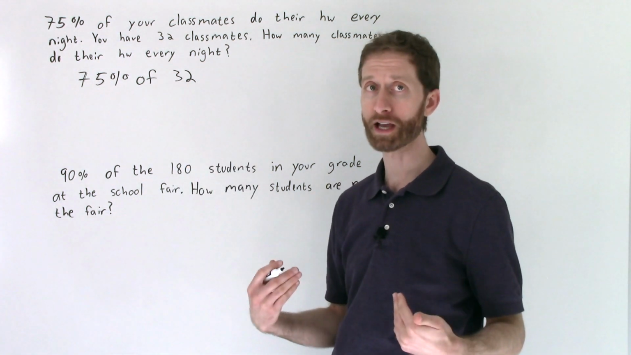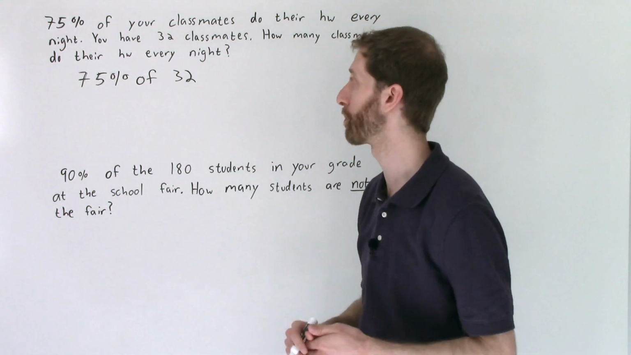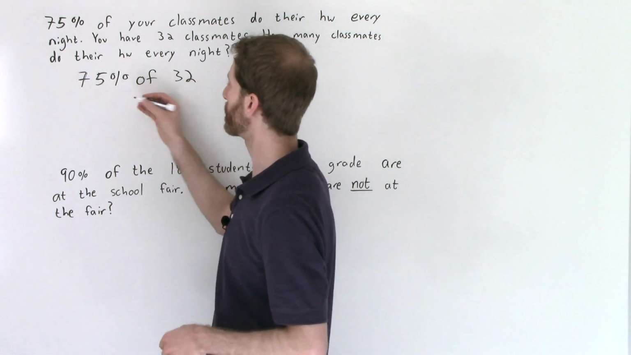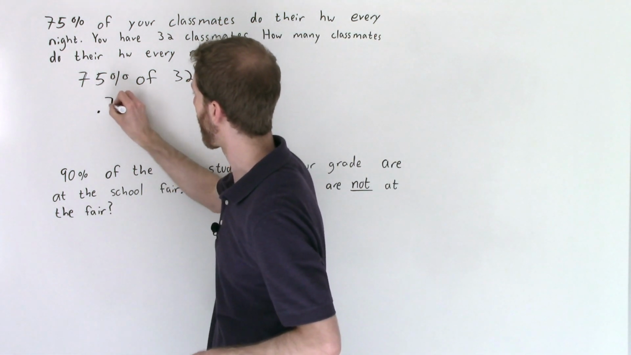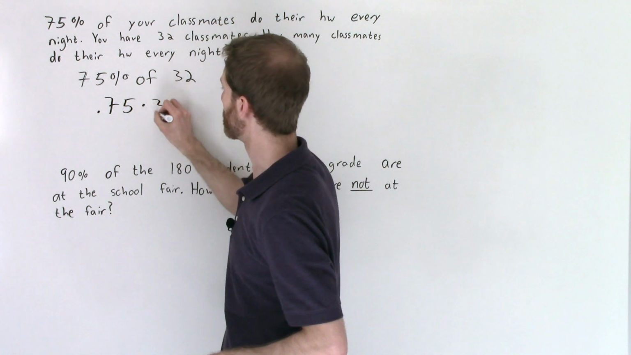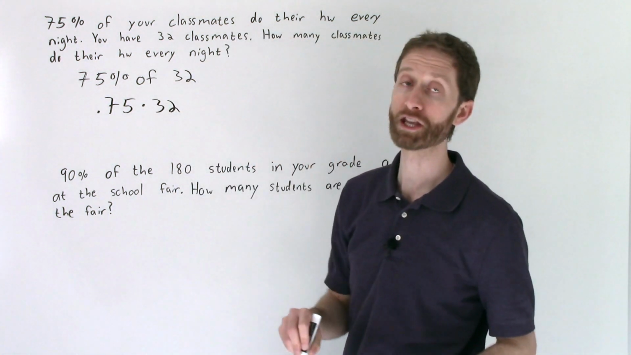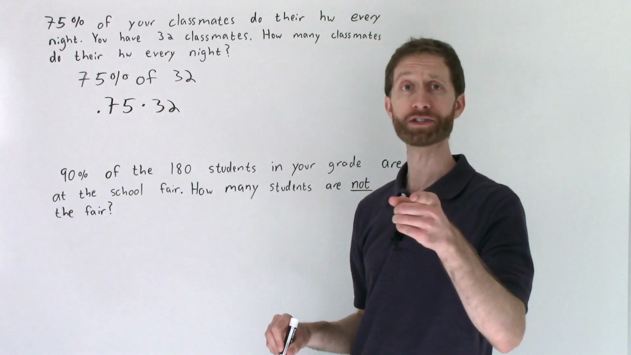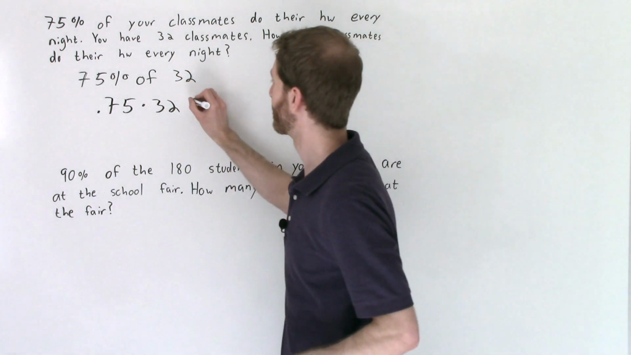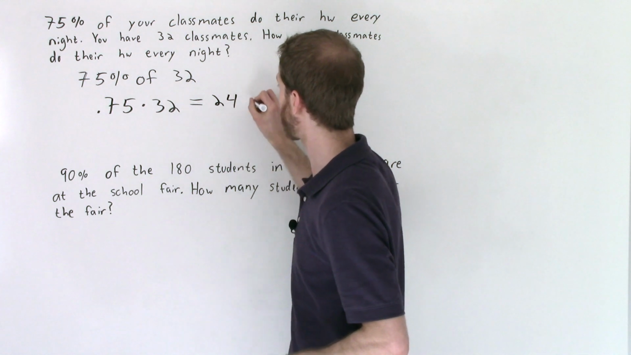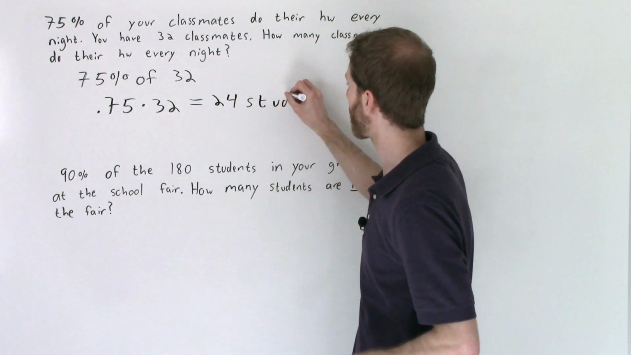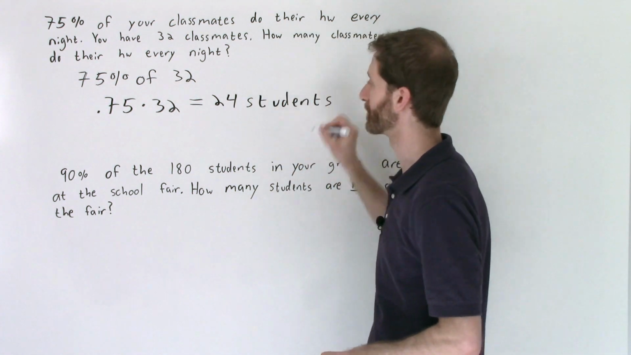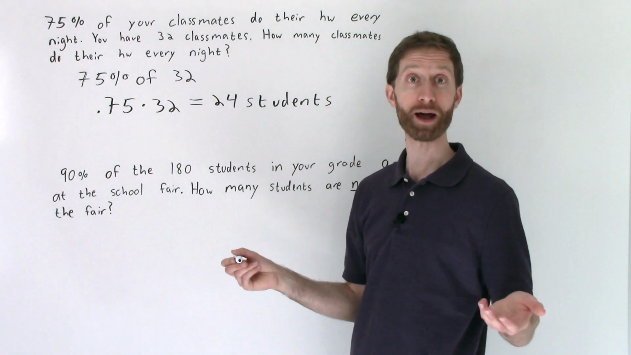I prefer using decimals, so I'm going to go that route. You could use a proportion. 75% of 32 is the same as saying 0.75 times 32. And then when you do that out in your calculator, what are you going to get but 24? Nice. So how many students do their homework every single night out of your classmates? 24 students. Sweet. Not a bad problem.